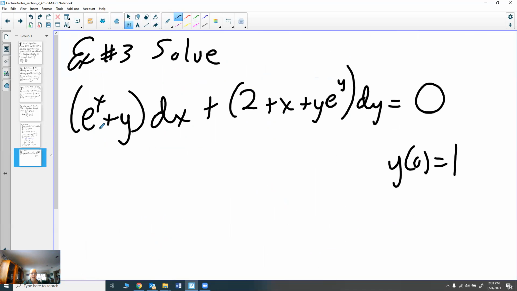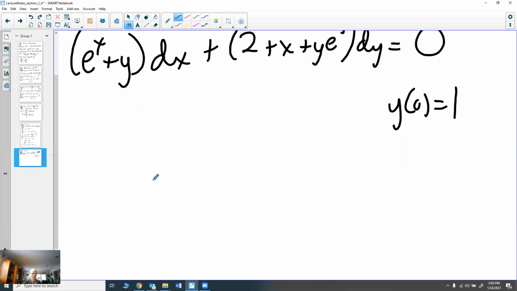Let's solve (x squared plus y) dx plus (2 plus x plus y) e to the y dy equals 0. And we are going to tell you that y of 0 is 1. So it's an initial value problem. And when I go to do this, the first thing I have to do is prove that it is in fact an exact equation before I start doing that method.